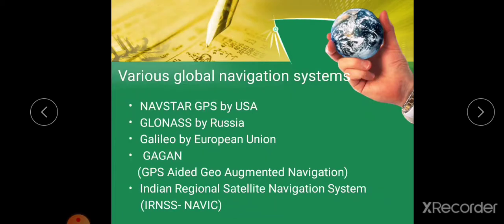Then various global navigation systems. There are many navigation systems developed by different countries. First one, Navstar GPS, which is developed by USA. This is one of the global navigation systems, developed by USA, that is Navstar. Then GLONASS, which is developed by Russia. Then Galileo by the European Union. Then GAGAN, that is GPS Aided Geo Augmented Navigation, and also the Indian Regional Navigation Satellite System, IRNSS. So these are the various global navigation systems which exist, and many are also being developed.